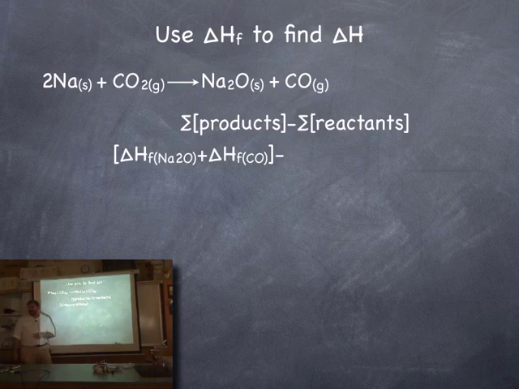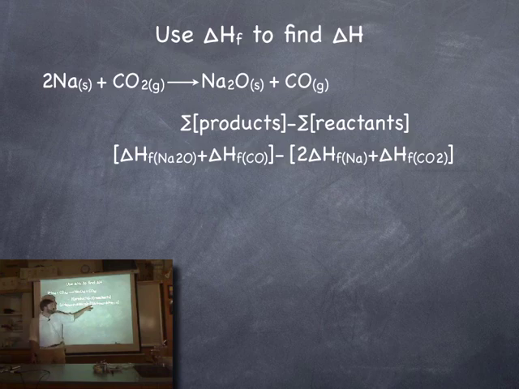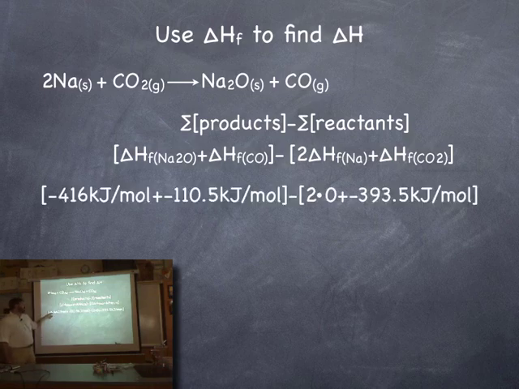My reactants are what? Sodium metal, notice the 2, so I put a 2 in front of the sodium metal. And carbon dioxide. Now I take out the sheet, or I look in a big book, and I look up these delta HF values that people have determined experimentally. People have gone in the lab and conducted experiments for us already. So we look up those values, and I plug them in. Negative 416 for sodium oxide, negative 110 for carbon monoxide, negative 393 for carbon dioxide.